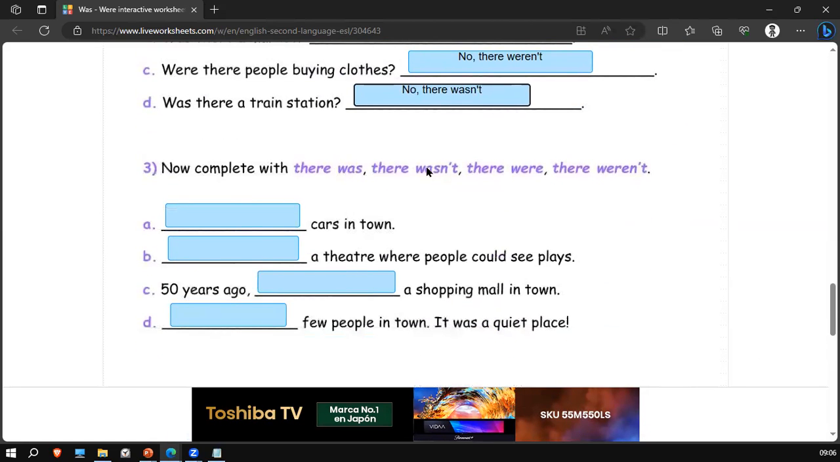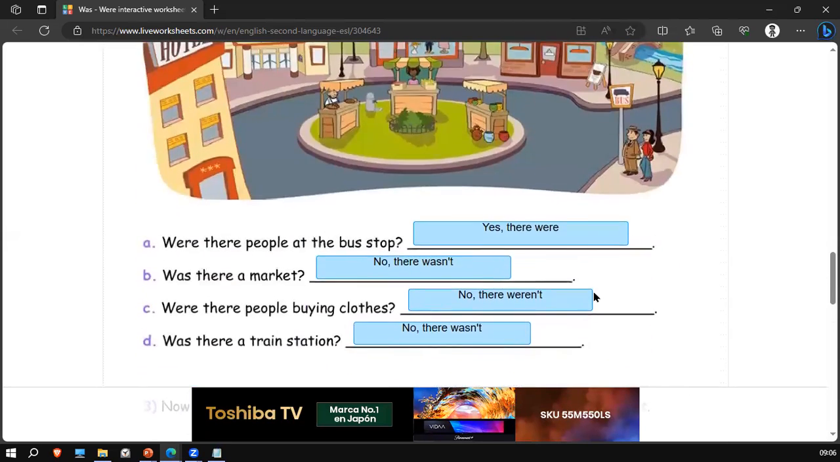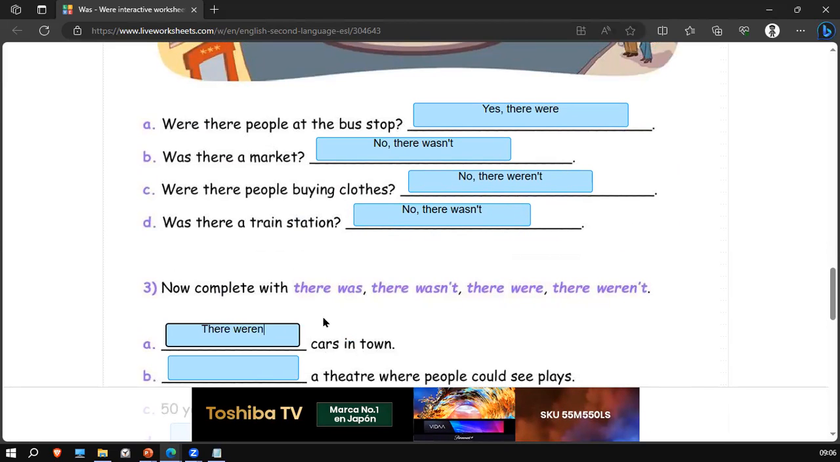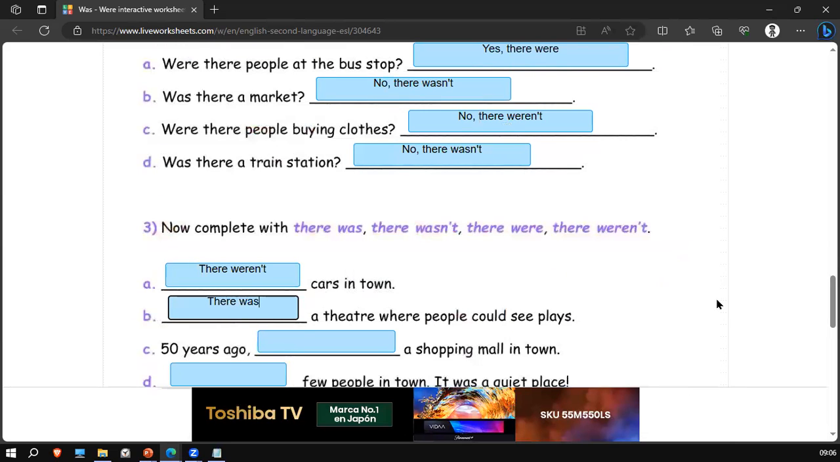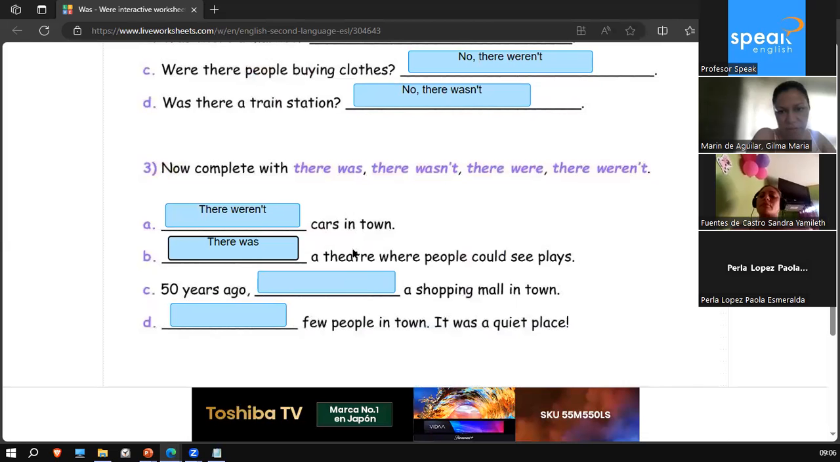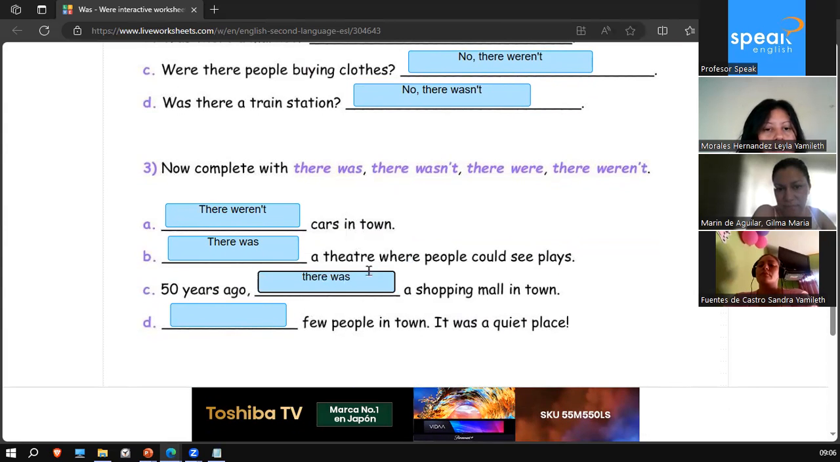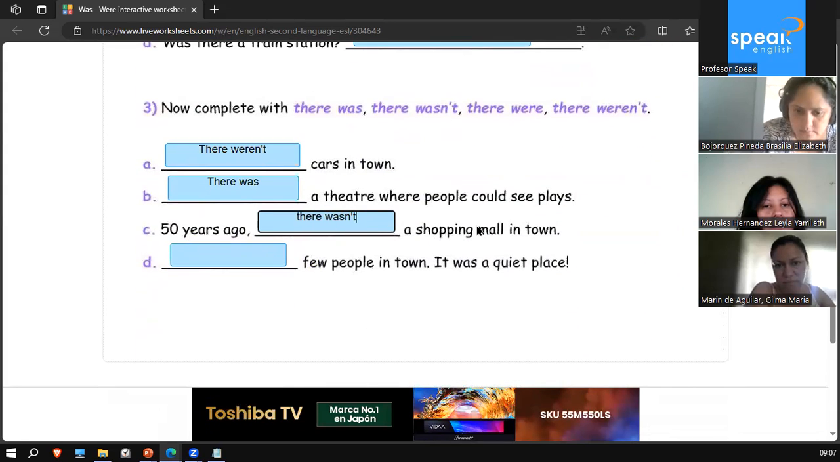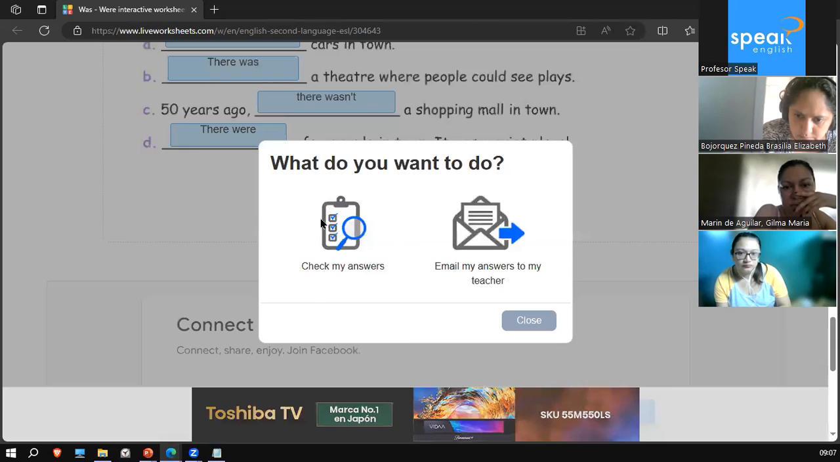Now complete with there was, there wasn't, there were, there weren't. What do you think? There was a theater where people could see plays 50 years ago. There was a shopping mall in town. There wasn't. There wasn't a shopping mall in town. And the last one. There were a few people.